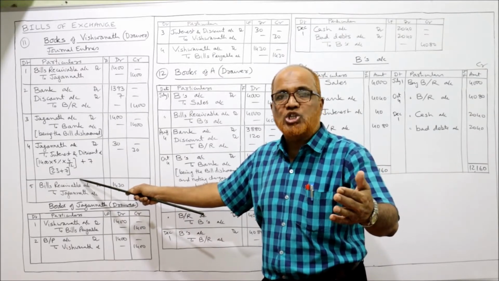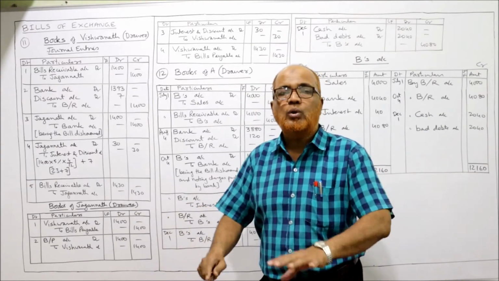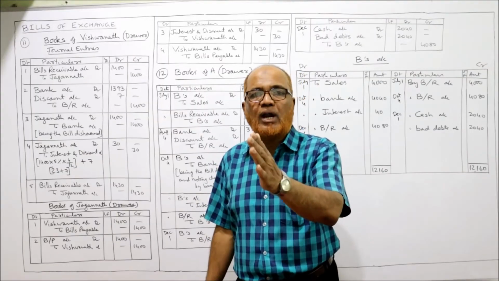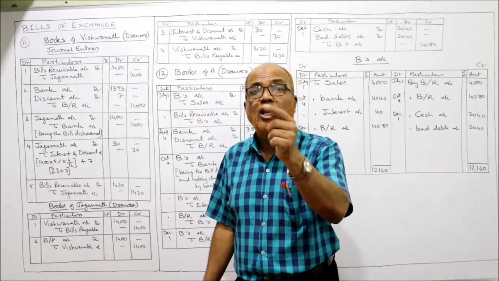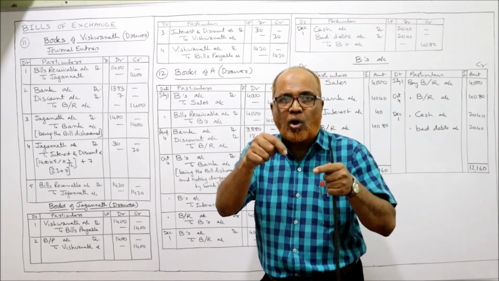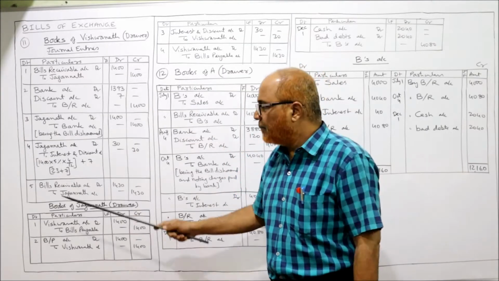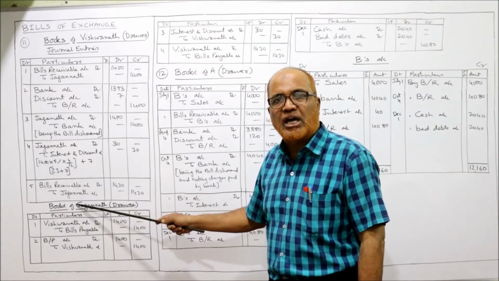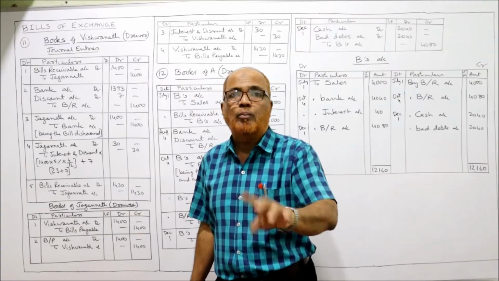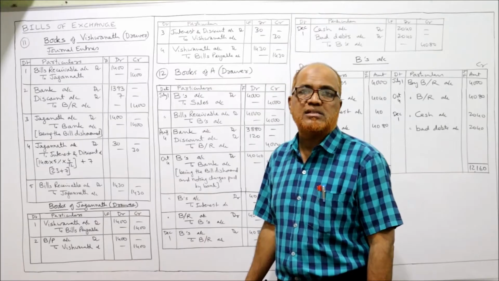The old bill, original bill value 1400, plus interest and discounting charges 30. So the total new bill drawn will be 1430. This is the value of the new bill. Now the new bill of 1430 is drawn by Vishwanath and accepted by Jagannath. So the entry will be Bills Receivable Account debit to Jagannath 1430, being the acceptance of the new bill received. That's all.